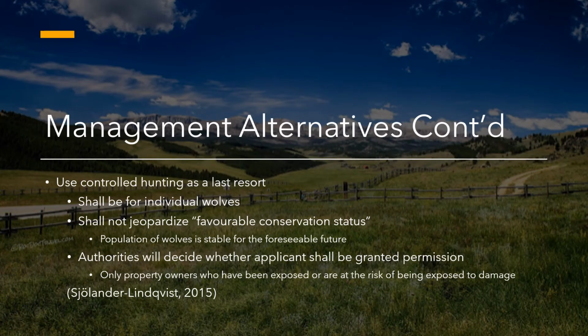Our fourth and final management alternative is to use controlled hunting as a last resort. This shall be for individual wolves, shall not jeopardize favorable conservation status, which means that the population of wolves is stable for the foreseeable future, and the authorities will decide whether the applicant shall be granted permission to use controlled hunting. This will only be for property owners who have been exposed or are at the risk of exposure to damage.